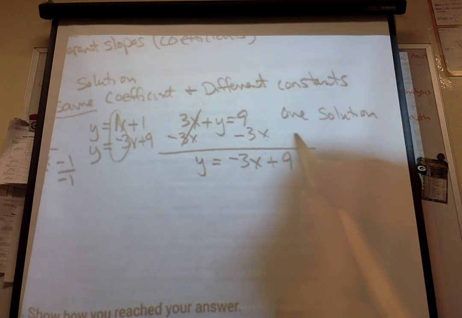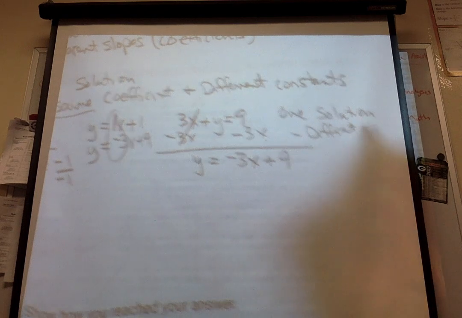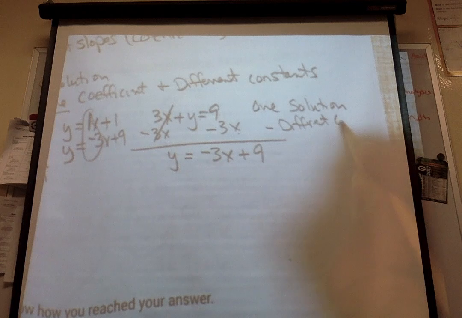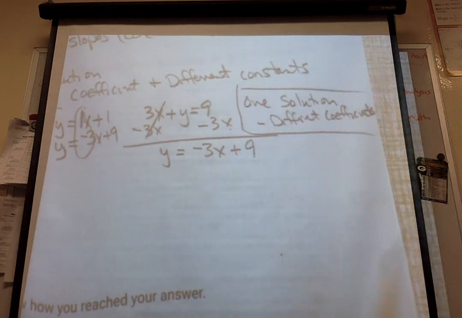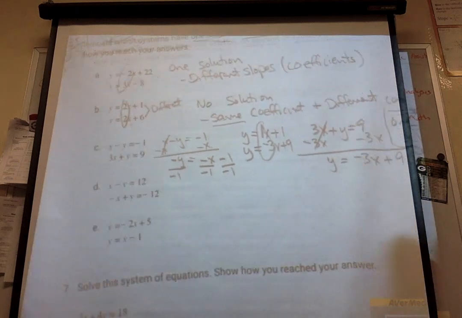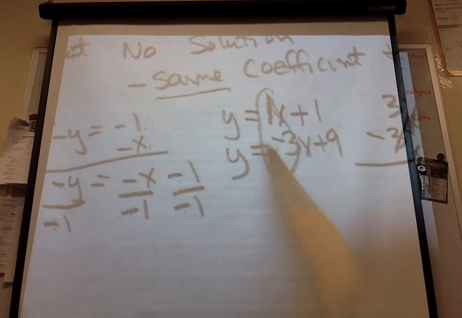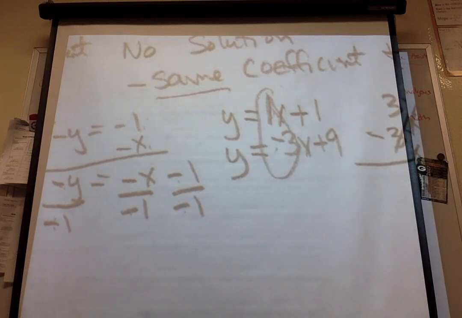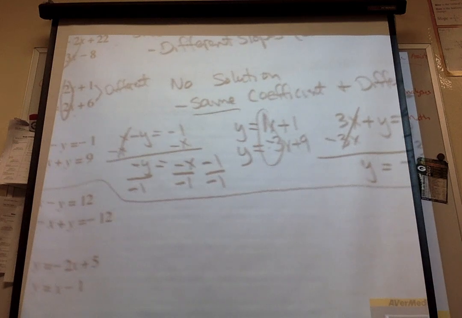And how do we know that? Different coefficients. Because of that, 1 and negative 3 are different. Some space here. 2 left.